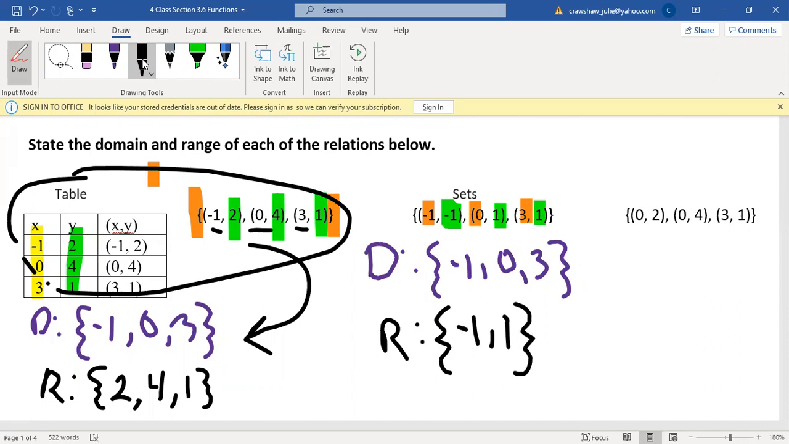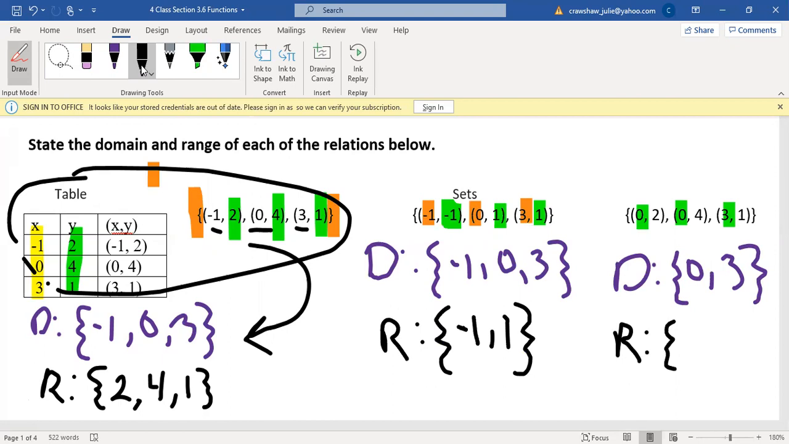Now my last relation, my domain is 0 and 3. Again, since the 0 repeats, I don't have to list it twice. I just write 0, 3. And that's my domain. And then for my range, I'm going to list all the y values, which in this case are going to be 2, 4, and 1.